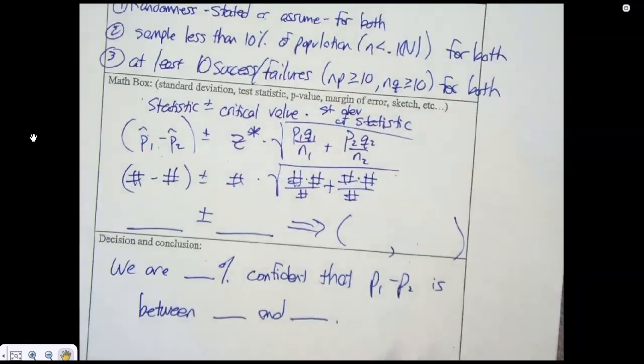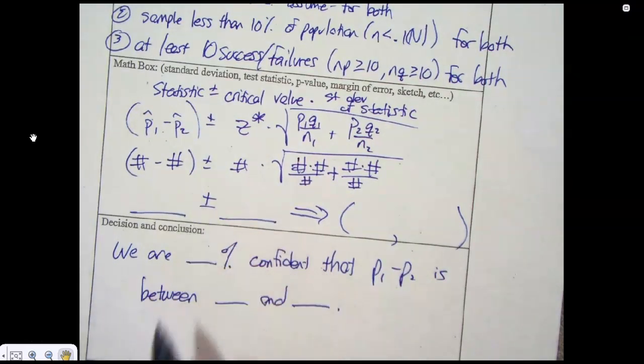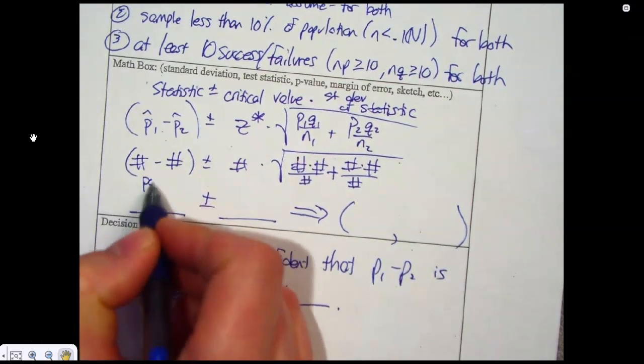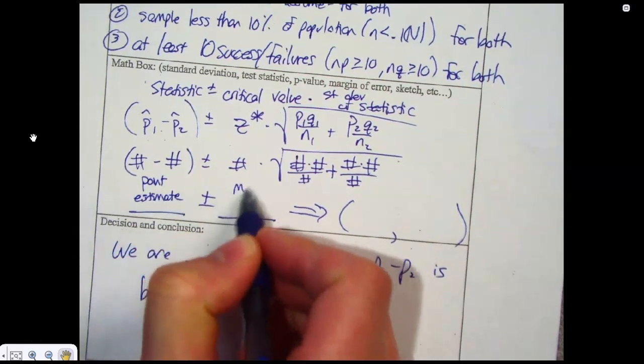You still want us to label? Oh yeah, thank you. I do. So this is your point estimate. And this is your margin of error.